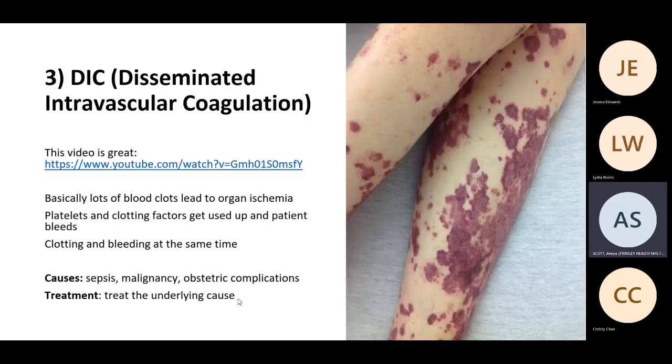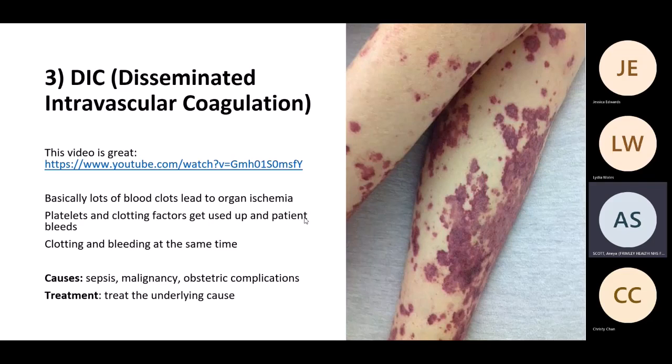Next, so DIC is one that I think you probably have all heard of. You might not have associated it with being a MAHA, but it's one that you'll know about. I've attached a video because I think this video explains it probably better than I could. It's an Osmosis video, and they're great if you haven't used Osmosis videos before. I'd highly recommend them.